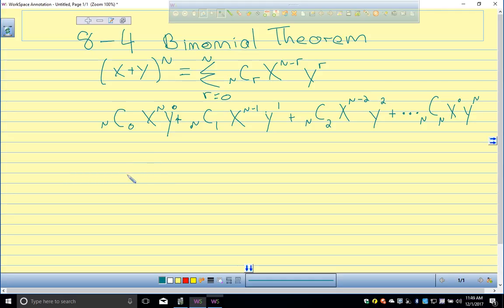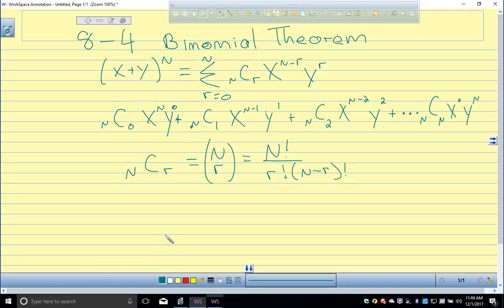N C r means combination of n things taken r at a time. You use this a lot in probability. Sometimes they write it like this instead. These mean exactly the same thing. What it means is n factorial over r factorial times n minus r factorial.